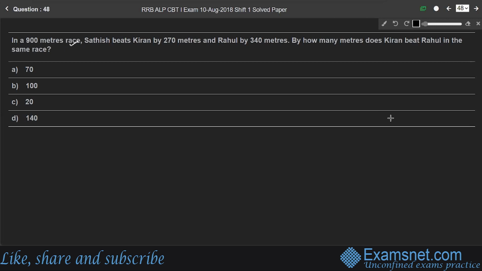Question number 48. In a 900 meters race, Satish beats Kiran by 270 meters and Rahul by 340 meters. By how many meters does Kiran beat Rahul in the same race? So we'll consider the race of 900 meters, right? So here, when Satish reaches the destination, he covers 900 meters, right? He beats Kiran by 270 meters. So when he reaches the destination, this is the destination. So he beats Kiran by 270 meters. So this distance is 270 meters, right?